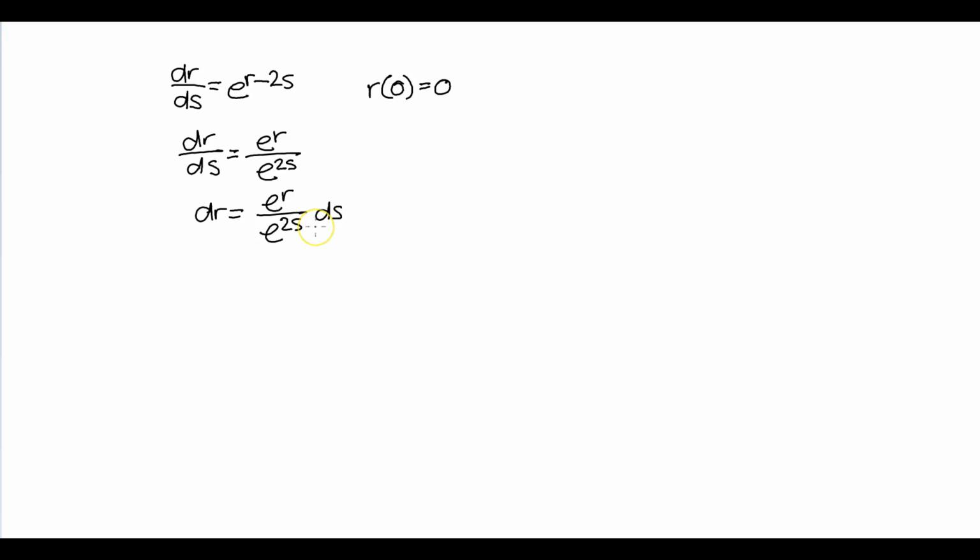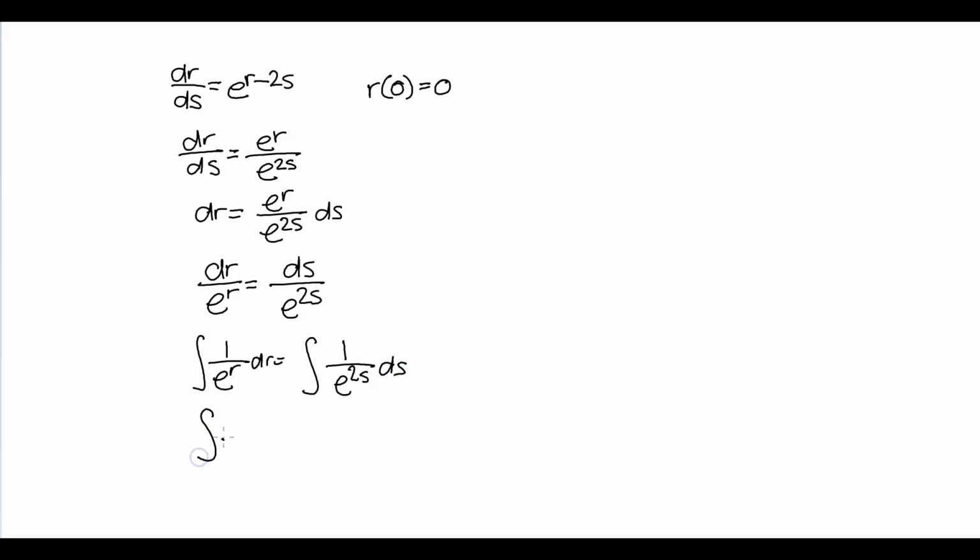And we're going to divide by e to the r. So we have dr over e to the r equals ds over e to the 2s. And now we're going to integrate. The integral of 1 over e to the r dr equals the integral of 1 over e to the 2s ds, which is simply the integral of e to the negative r dr equals the integral of e to the negative 2s ds. And now it's a lot easier to integrate, right?